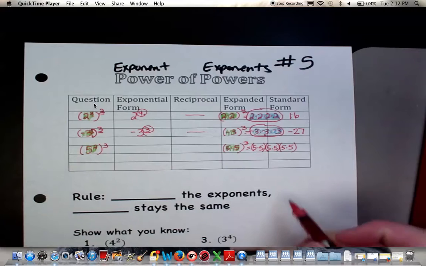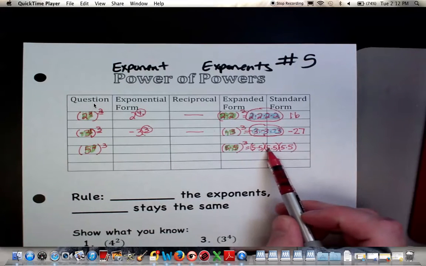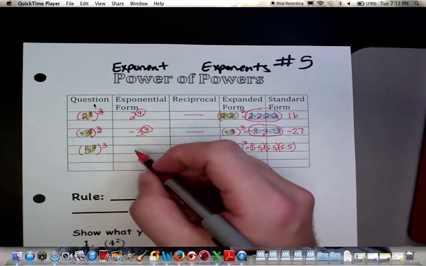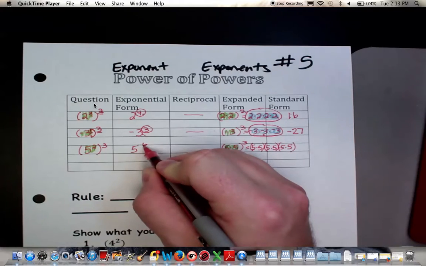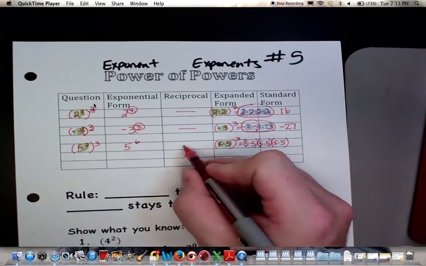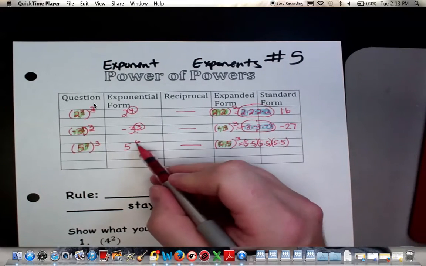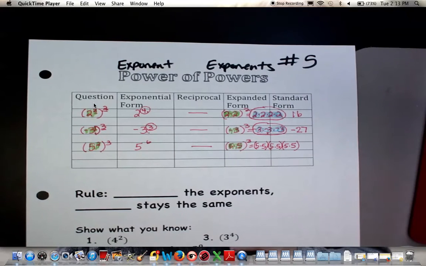So how many 5s do I have? That's 1, 2, 3, 4, 5, 6. So it's going to be 5 to the 6th power. And it's no reciprocal because it's a positive exponent. But let's look at what our theory was.